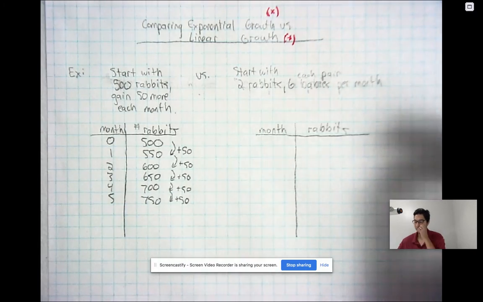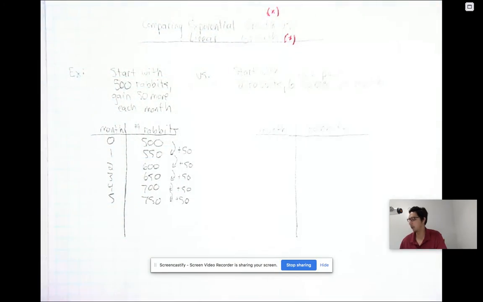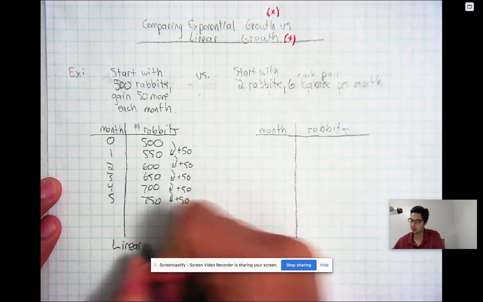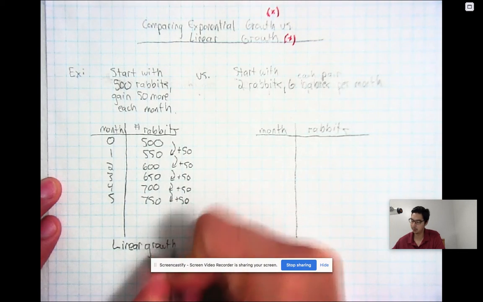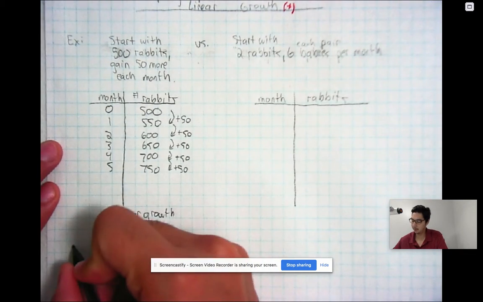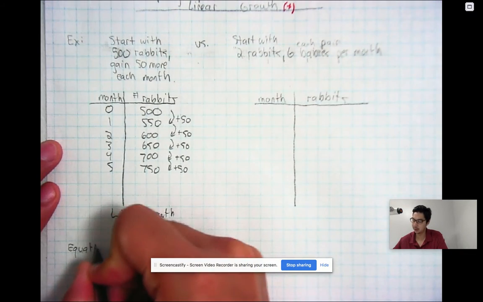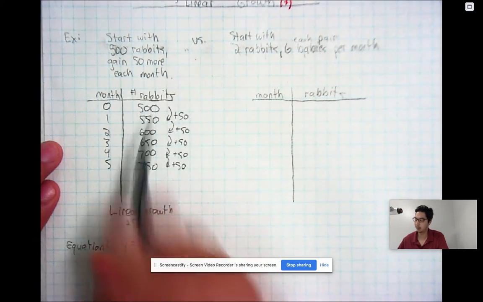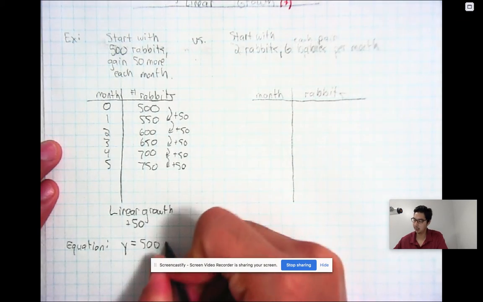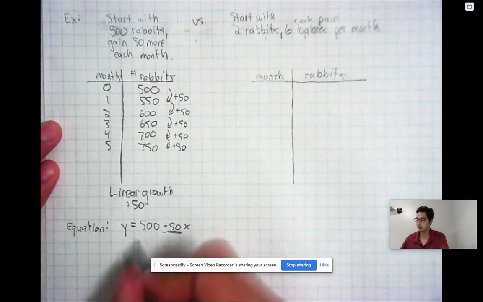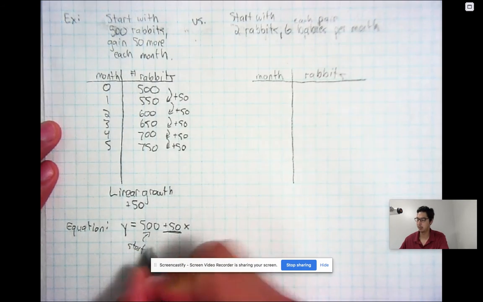So notice that it's adding, and hopefully what you're thinking to yourself is, well, then that means that this is the linear growth because of the plus 50. And if we want to go a step farther before we look at the other case, the equation here is going to be y equals the starting value, which is 500, plus 50x, where plus 50 is your pattern, right? So your start and your pattern.